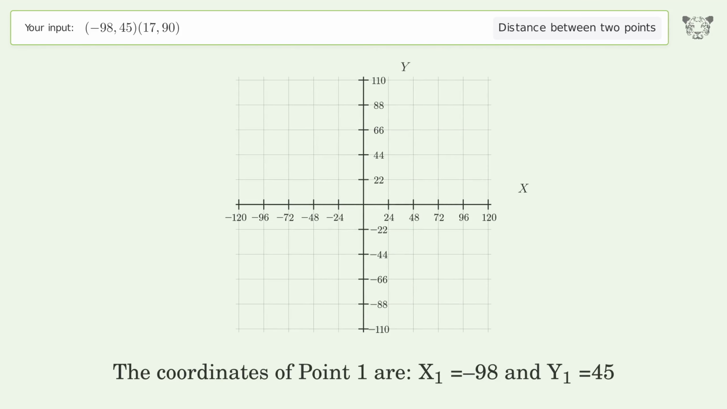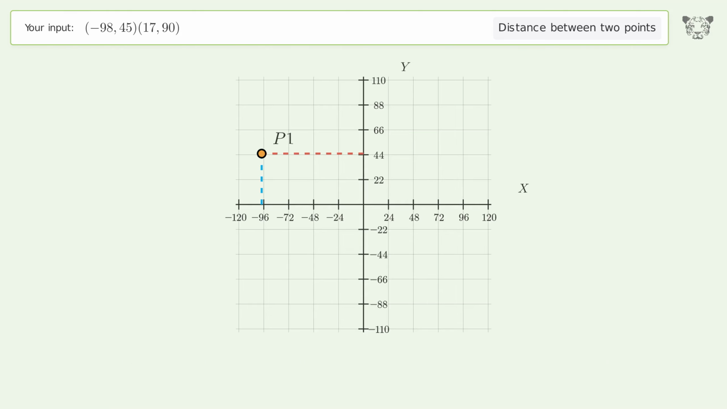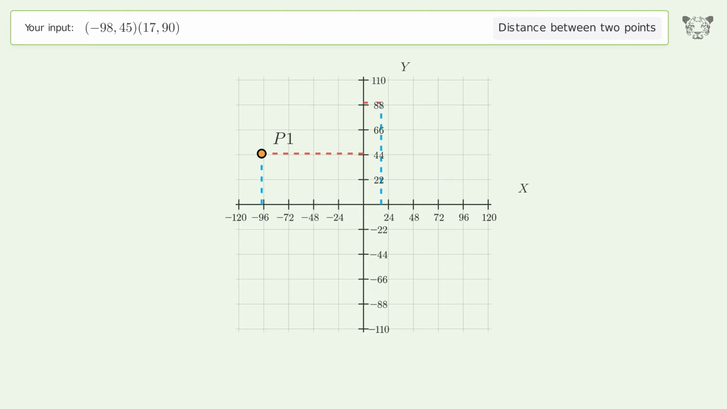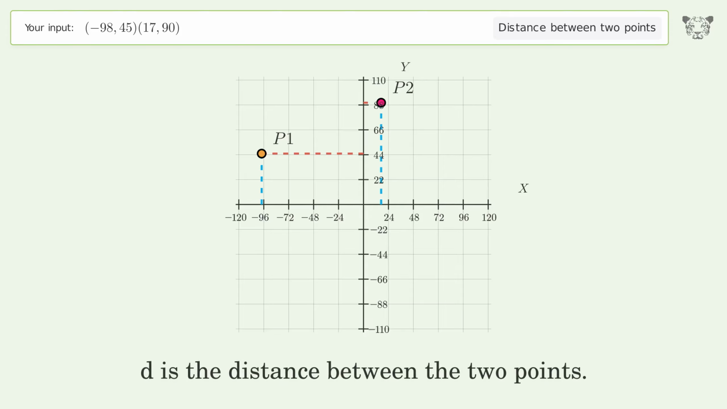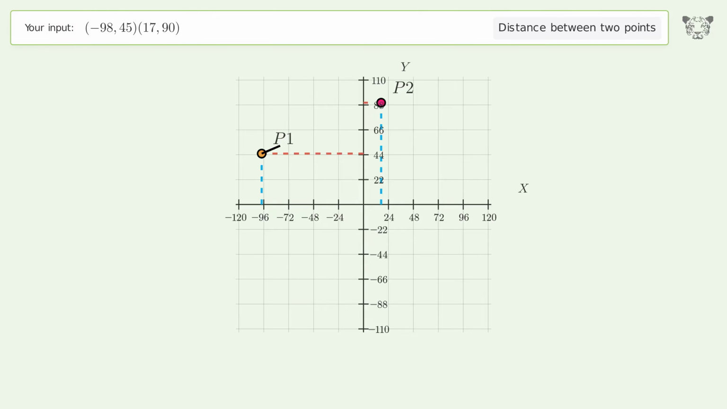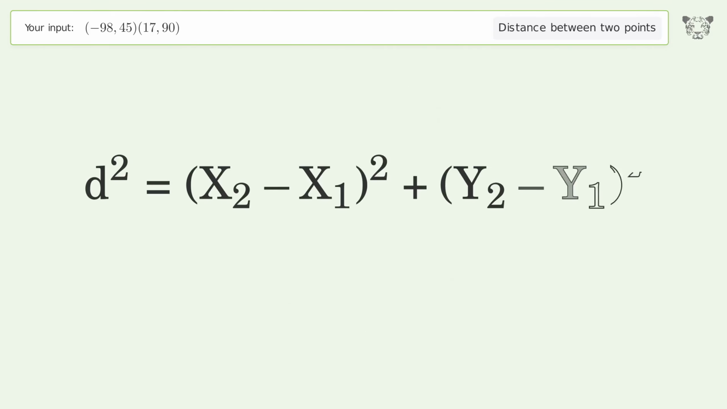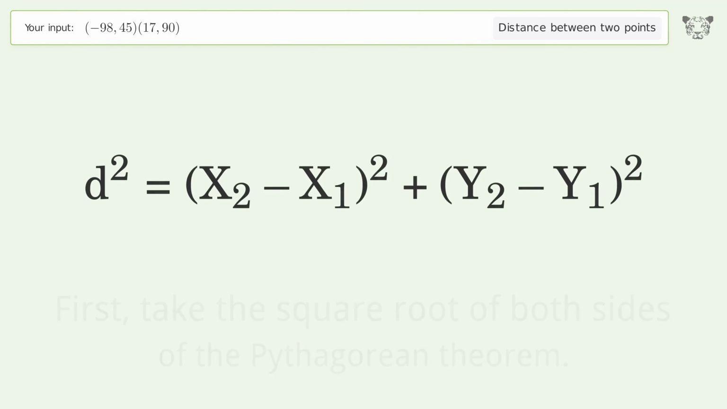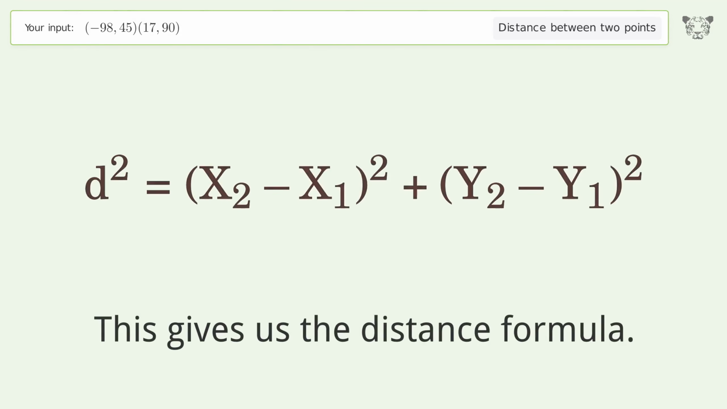The coordinates of point 1 are x1 equals -98 and y1 equals 45. The coordinates of point 2 are x2 equals 17 and y2 equals 90. D is the distance between the 2 points. First, take the square root of both sides of the Pythagorean theorem. This gives us the distance formula.